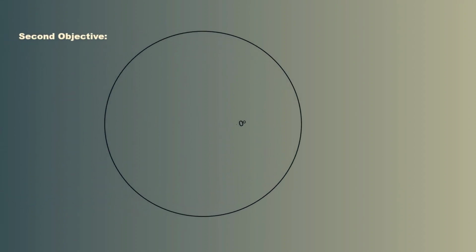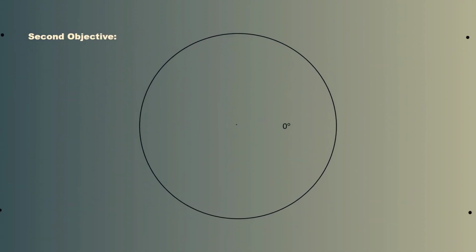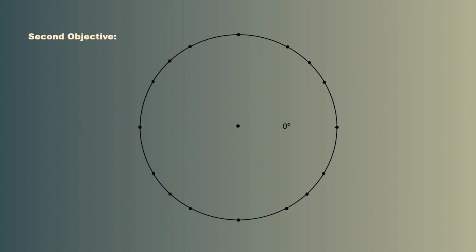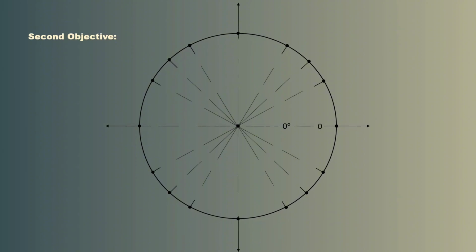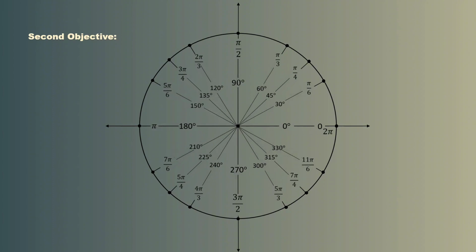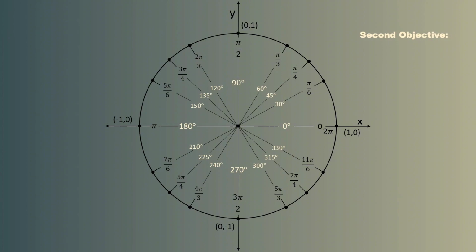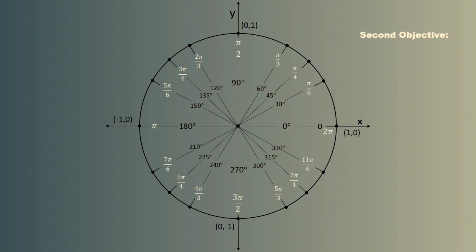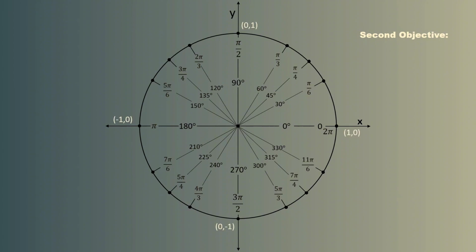And now, we will delve into the second objective. An angle is formed when two rays originate from a common point, the vertex. The measure of an angle is the amount of rotation needed to bring one ray to the position of the other, usually expressed in degrees or radians. As you can see in the slides, these are the degrees. Now these are the radians. These are the points of a circle, and the X and the Y.